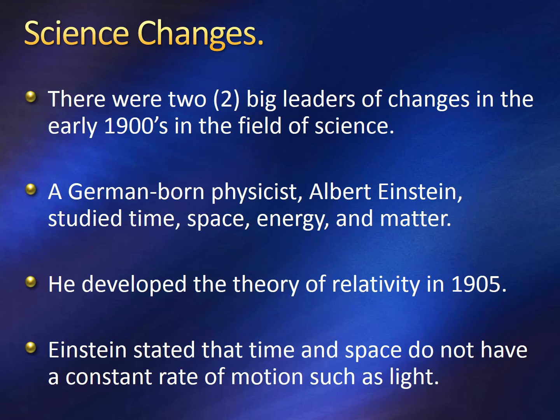All right, so science changes. There were two big leaders of changes in the early 1900s in the field of science. One of these was a German-born physicist by the name of Albert Einstein. You may or may not have heard of him before. He studied time, space, energy, and matter, and he is mostly known for developing the theory of relativity in 1905. What Einstein basically states is that time and space do not have a constant rate of motion such as light. He says that light has a constant speed, and he says that time and space do not necessarily have that.